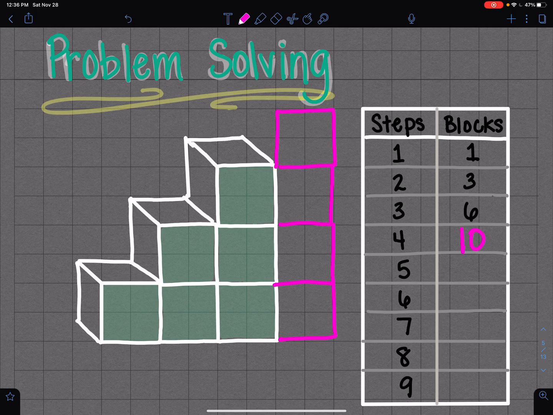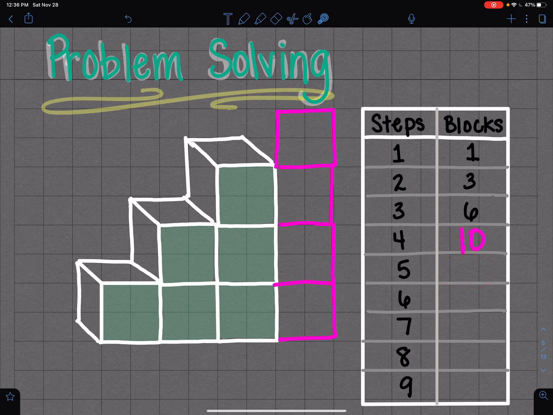So whatever it is, there's going to be some sort of pattern. And I think what you're going to have to do is look at this number, and you're definitely going to need all of those blocks that you used before, but you're going to add a certain amount to the next step to get the next number.